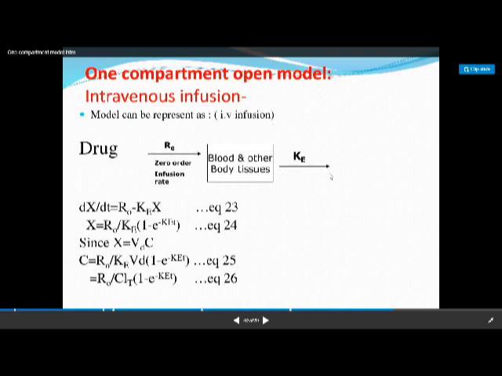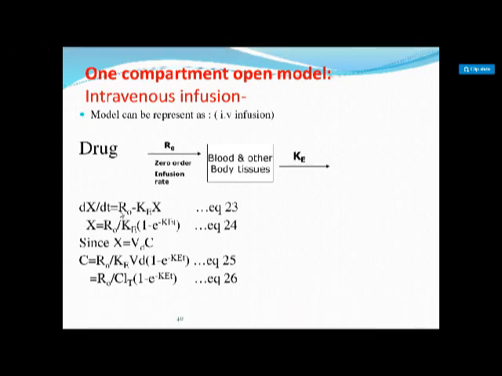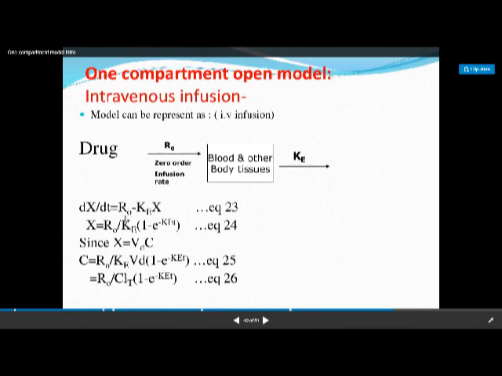So at any time during the infusion, the rate of change of the amount of drug in the body, that is dx/dt, is equal to R0, the zero order rate of drug infusion, minus Ke x, the elimination rate constant times the amount of drug in the body.